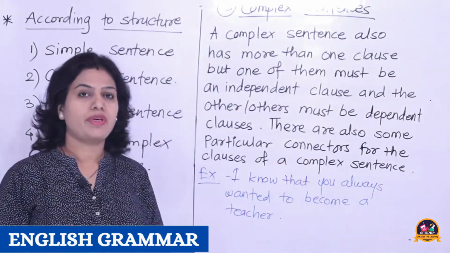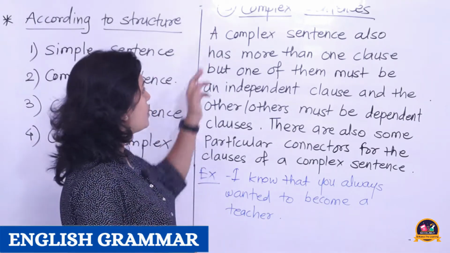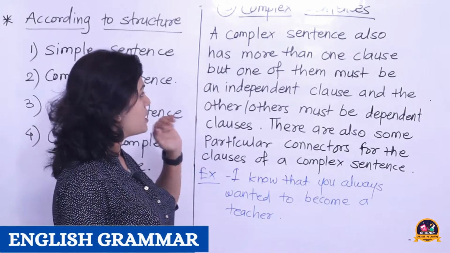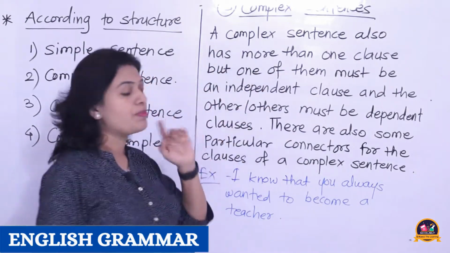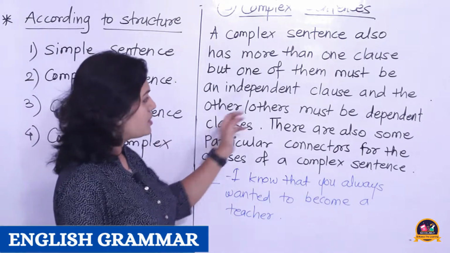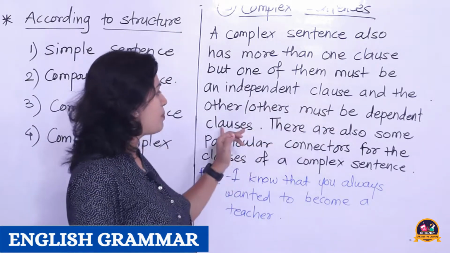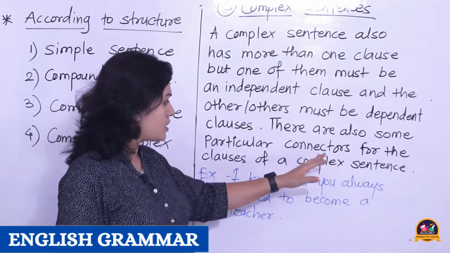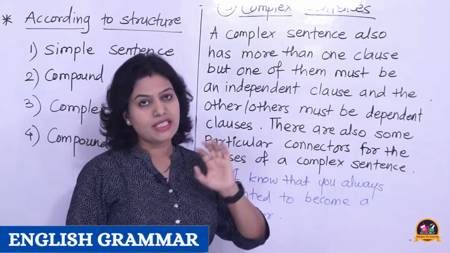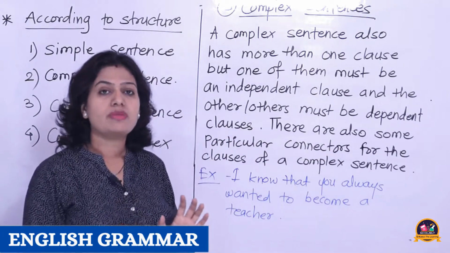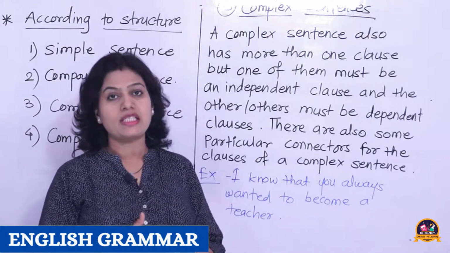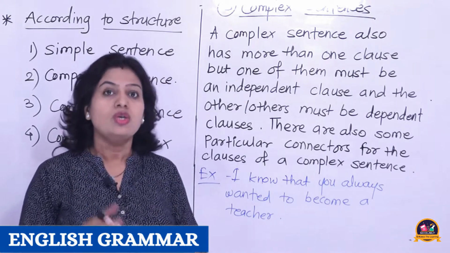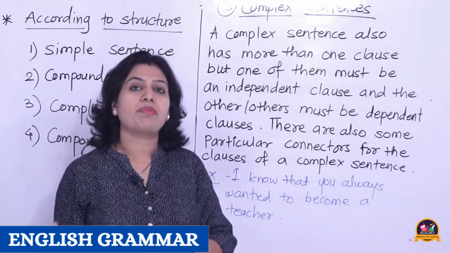The third type is complex sentences. A complex sentence also has more than one clause, but one of them must be an independent clause and the other or others must be dependent clauses. And there are also some particular connectors for the clauses of a complex sentence. There is a difference between compound and complex sentence. Here we use some particular connectors to join the independent clause with the dependent clauses.